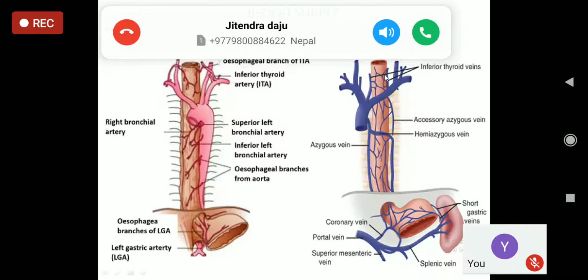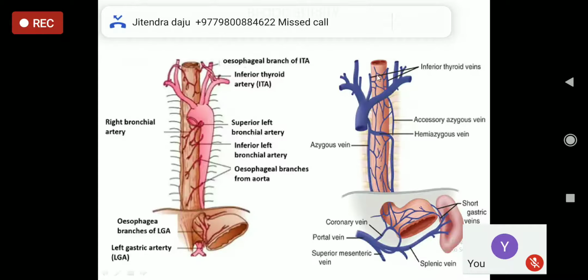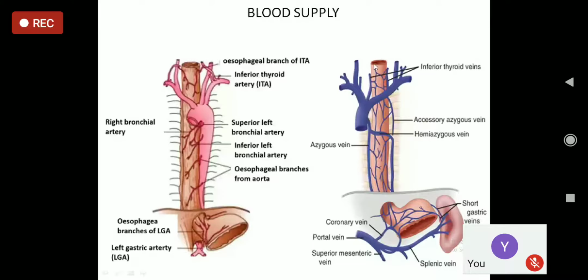And then venous drainage of the esophagus: the arteries are accompanied by corresponding veins, and they drain into the vein of the same name. Here the cervical part of the esophagus is drained by the inferior thyroid vein, which later drains into the brachiocephalic vein. Then the thoracic part of the esophagus is drained by esophageal tributaries of the azygos and hemiazygos veins, which later drain into the superior vena cava.